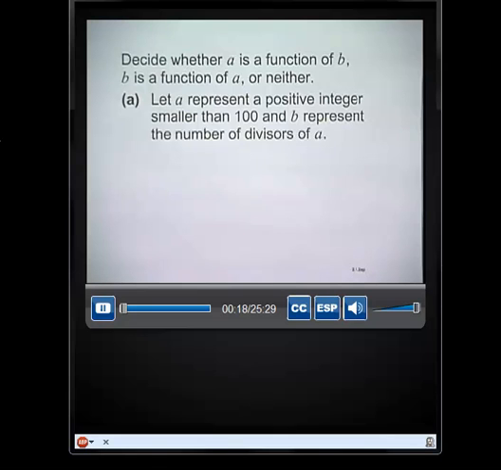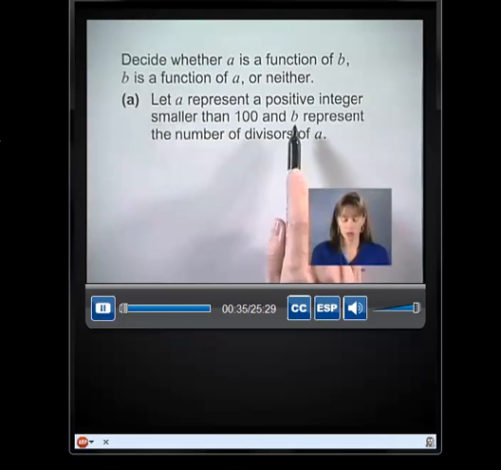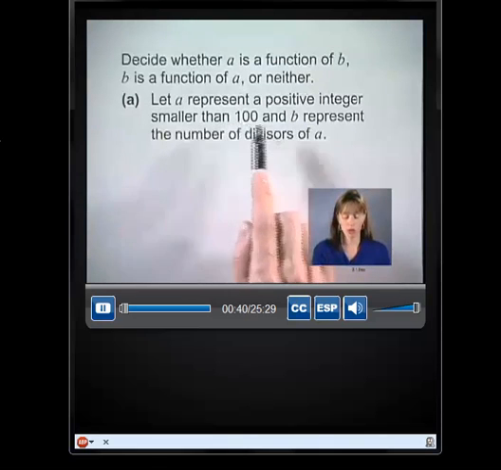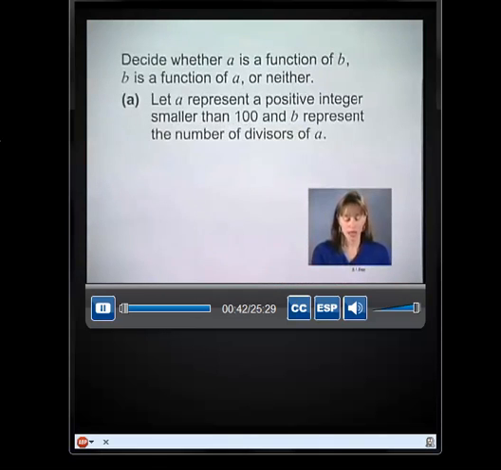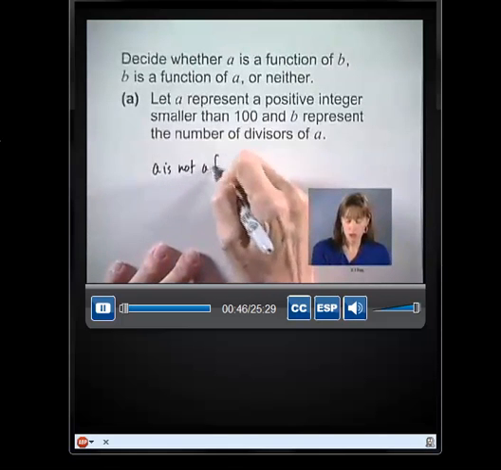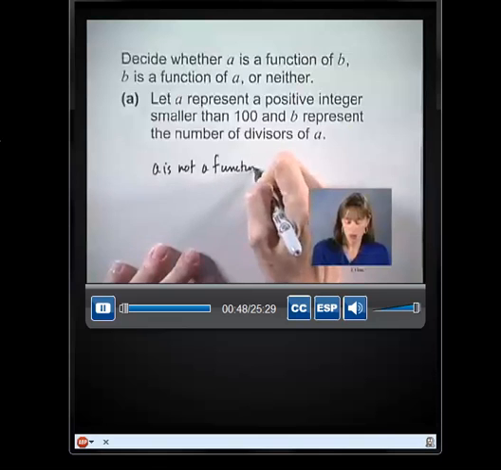First of all, we want to decide whether A is a function of B, B is a function of A, or neither. And as a first example, we're going to let A represent a positive integer smaller than 100, and B represent the number of divisors of A. We need to decide whether A depends on B. Now, if A is a positive integer smaller than 100 and B is the number of divisors, A is not a function of B.